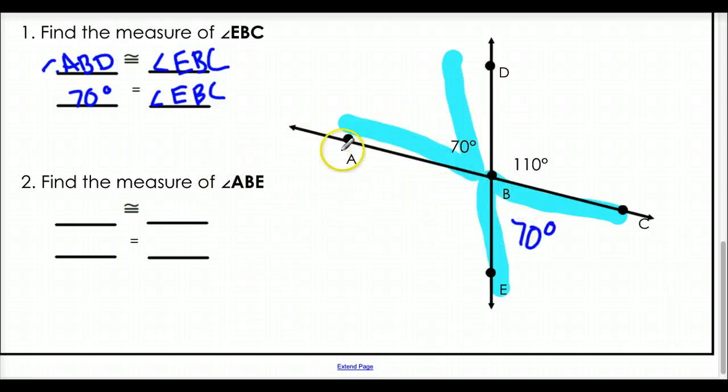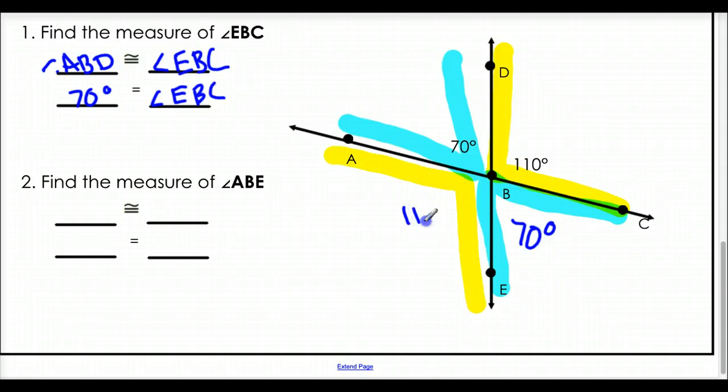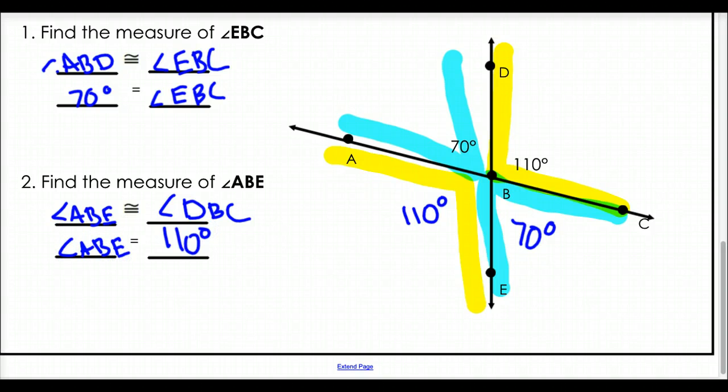The same thing can be said for ABE, which is this angle right over here. ABE is opposite DBC. So since vertical angles are congruent, I could say that this is 110 degrees, right? Opposite angles, these vertical angles are always congruent. If we were to write that out, we would say angle ABE is congruent to angle DBC. And since DBC is 110 degrees, we know angle ABE is 110 degrees. Beautiful.